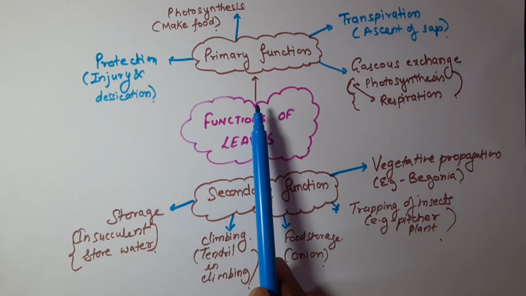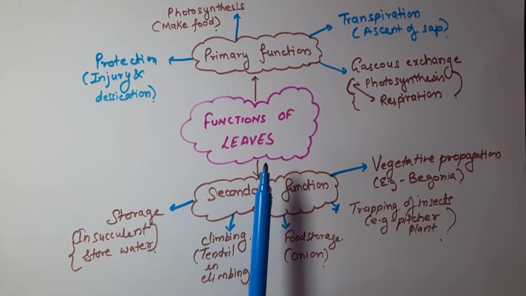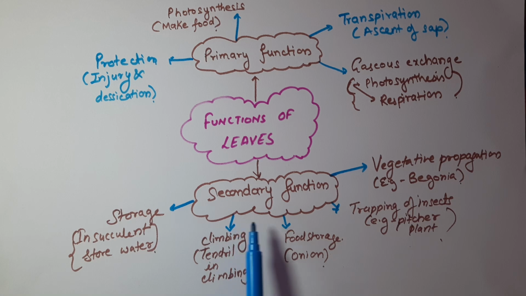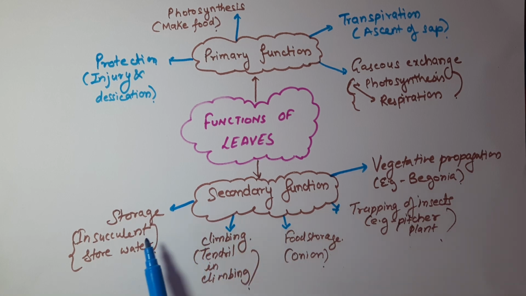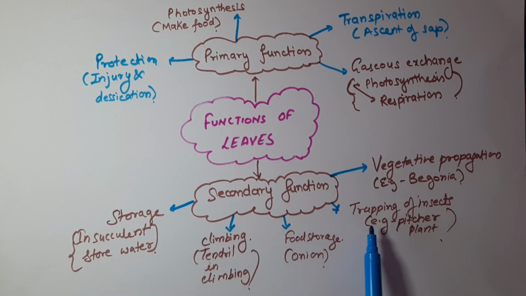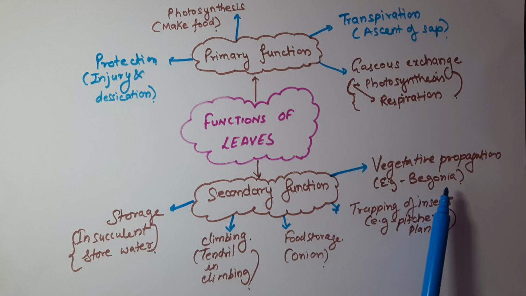But in addition to the primary functions, the leaf also plays secondary roles. They store water, they store food, they can trap insects, they help in climbing, and they provide the mode for vegetative propagation. I hope the function of the leaves is clear to you.